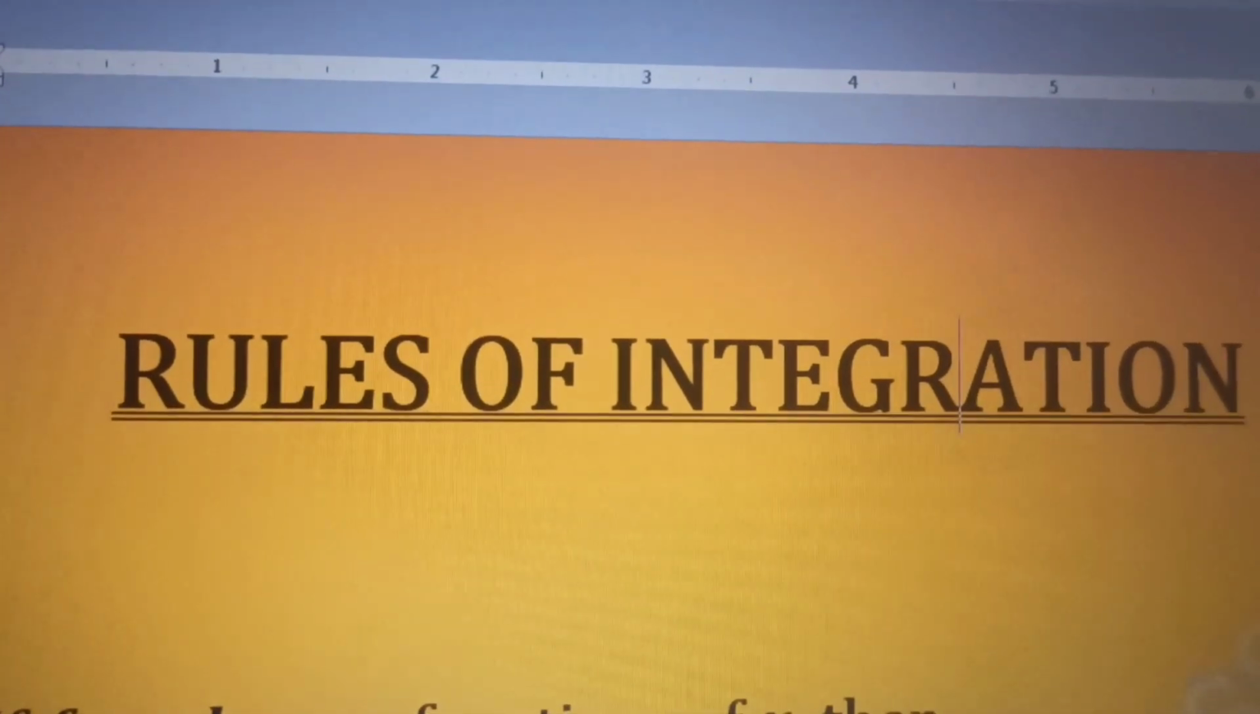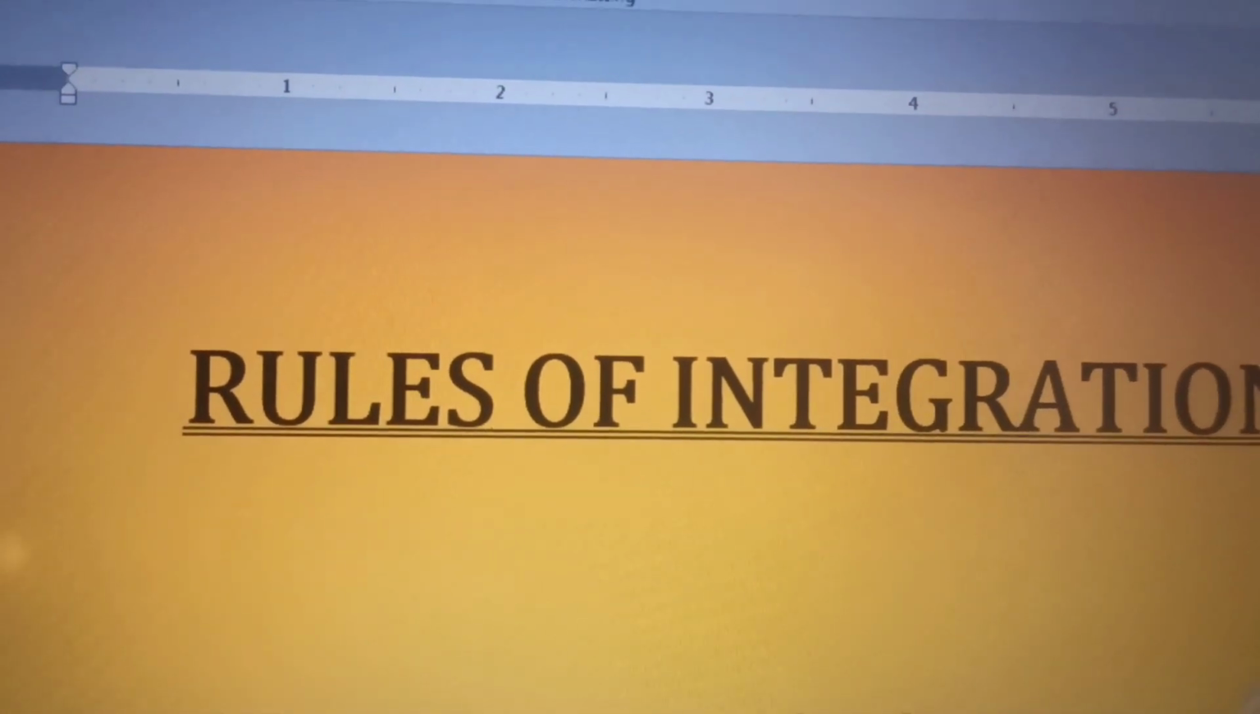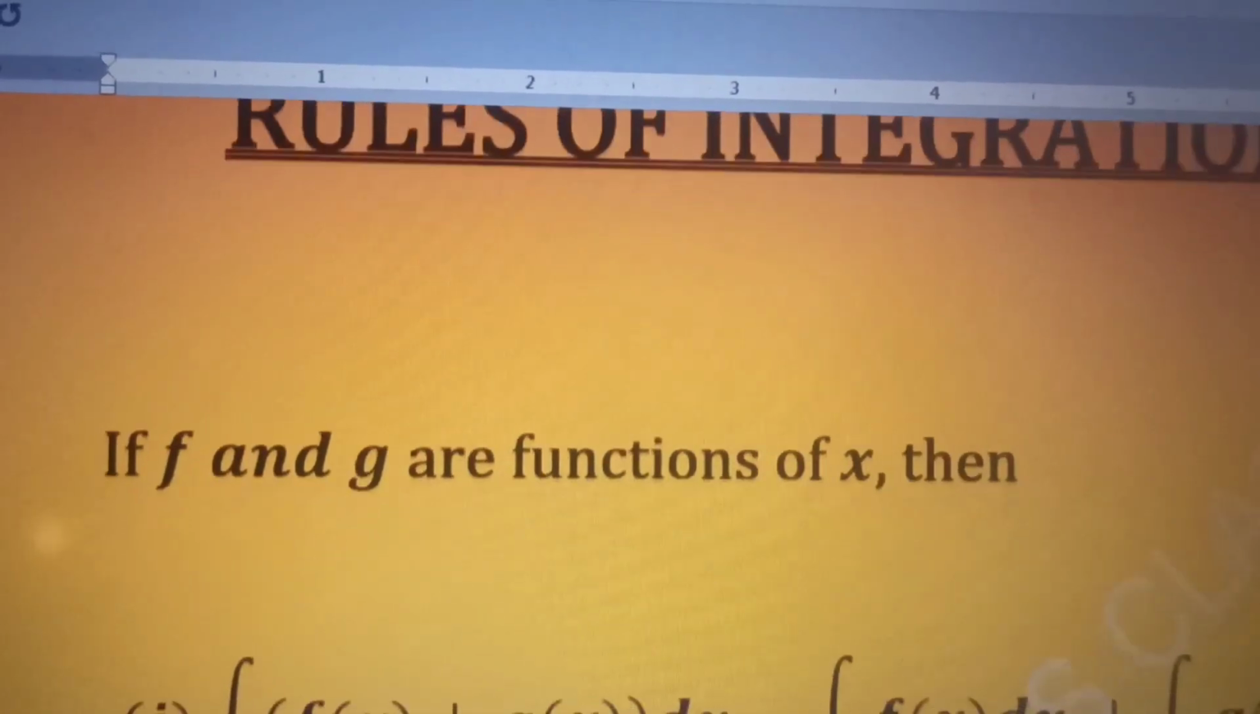We are going to look at some of the rules of integration. We want to look at the rules that are used in integration.